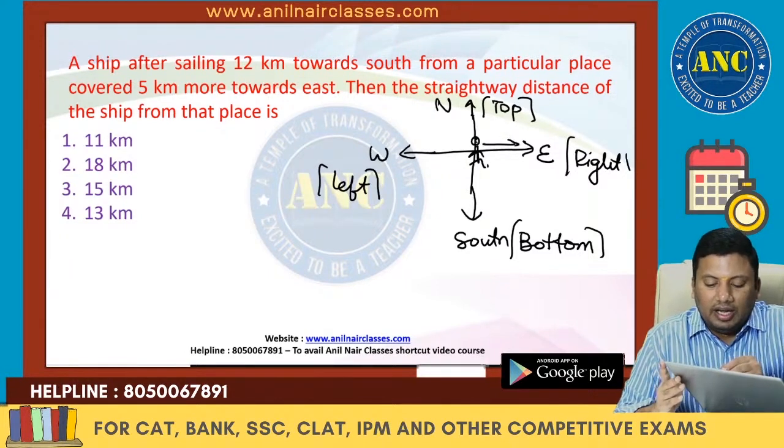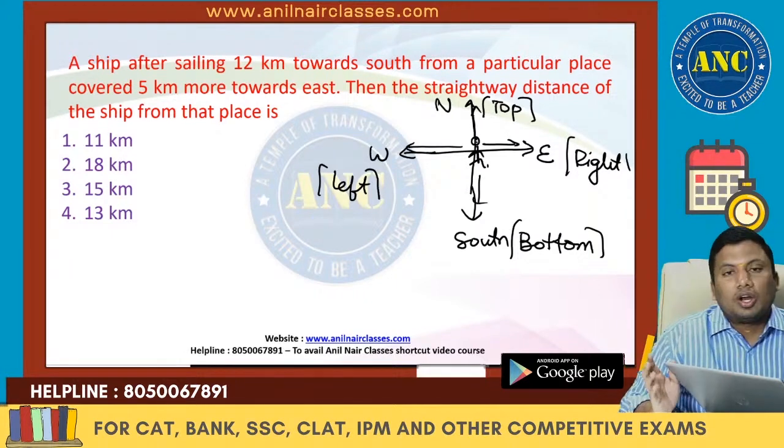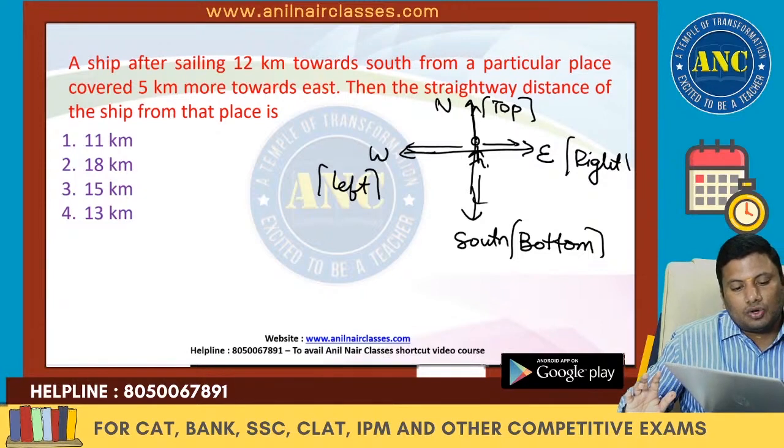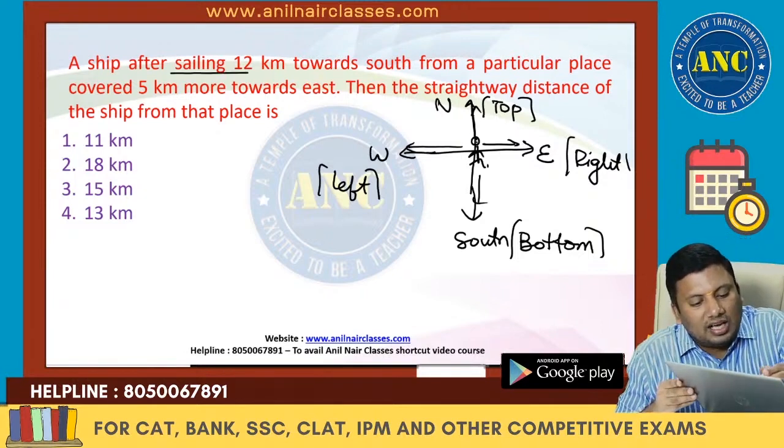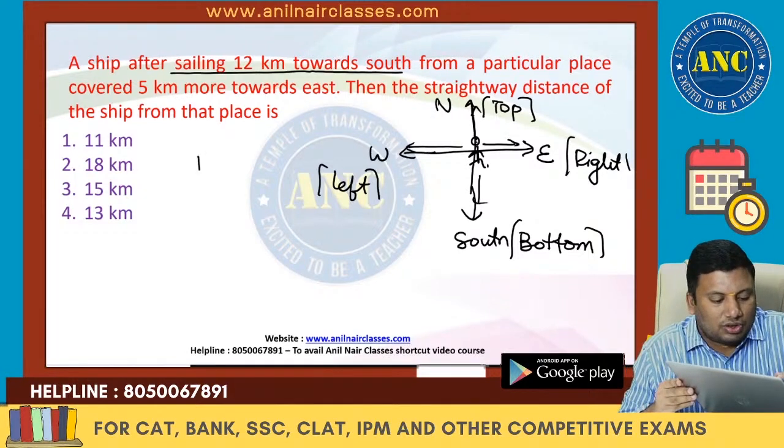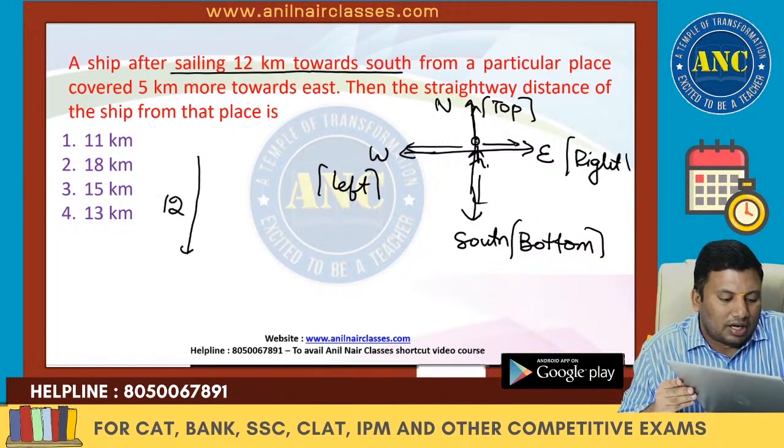These to the left, anything to the top of the head. These east, these west, these north, and it is south. Now, first question. A ship after sailing 12 kilometers towards south, 12 kilometers south is bottom it is going.